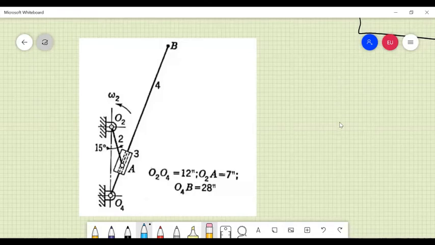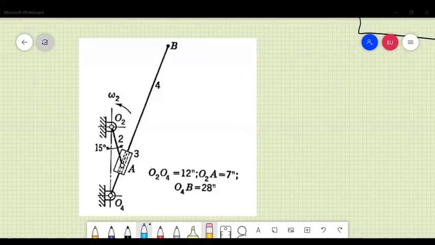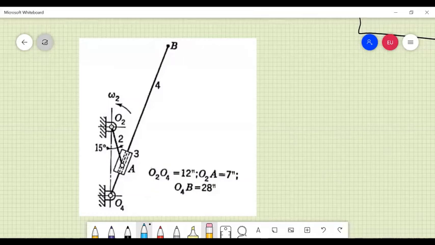You know that you can propose a vector loop equation to solve this one. That vector loop equation consists of three vectors, if you remember. Let me draw the vector loop equation. I propose that one to go like that.